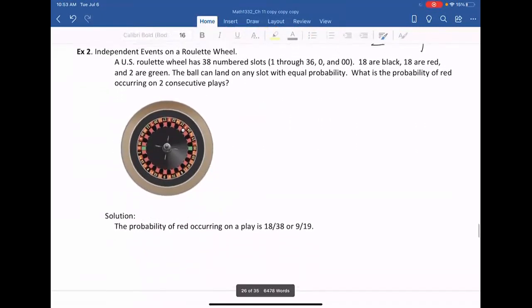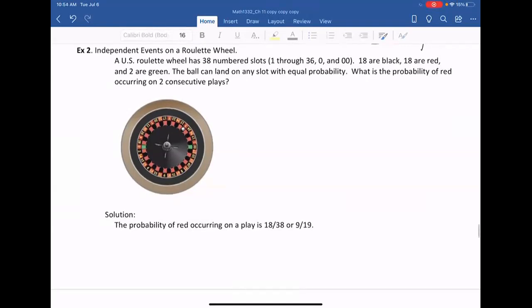Let's keep on going. The second example, independent events on a roulette wheel. A US roulette wheel has 38 numbered slots: 1 through 36, 0 and 00. 18 are black, 18 are red, and 2 are green. So the 2 greens are 0 and 00. The ball can land on any slot with equal probability.